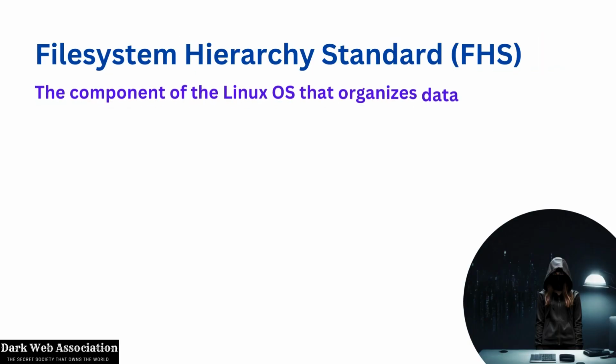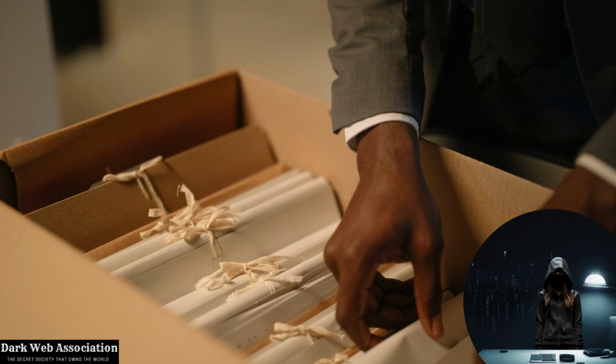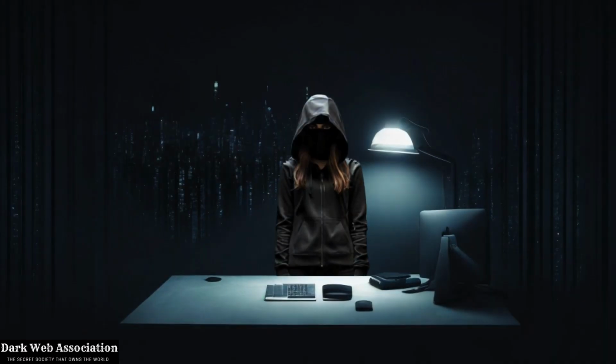Another element of the architecture of Linux is the Filesystem Hierarchy Standard, or FHS. It's the component of the Linux OS that organizes data. An easy way for you to think about the FHS is to think about it as a filing cabinet of data. The FHS is how data is stored in a system. It's a way to organize data so that it can be found when the data is accessed by the system.